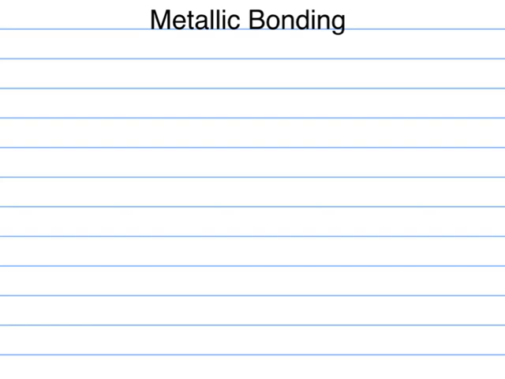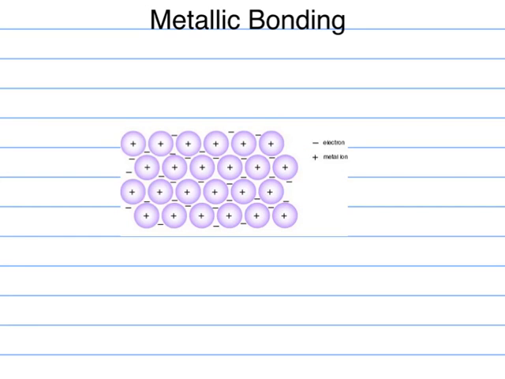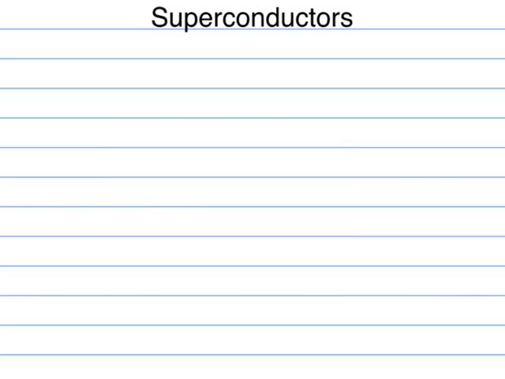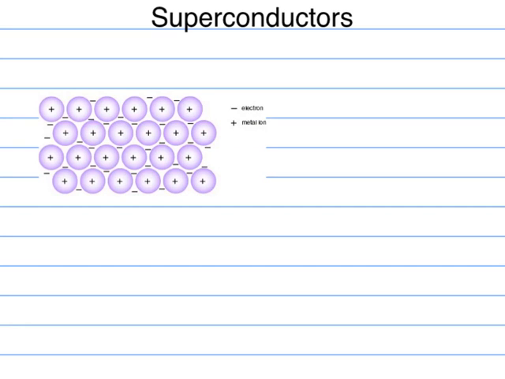And here we have a slightly better drawn version. We can see the positive ions with the negative electrons that are able to move backwards and forwards. Superconductors are able to conduct electricity without any resistance.